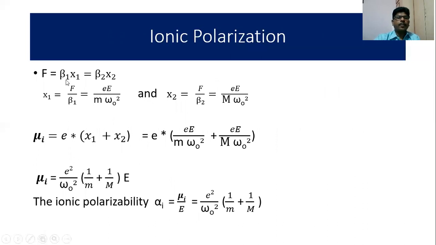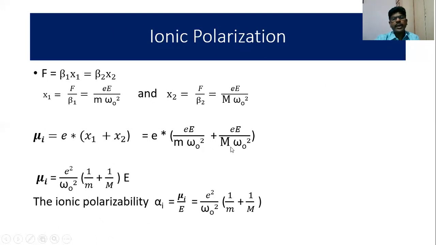F is equal to, we know, beta 1 x1, which is equal to beta 2 x2, from which we can get the values of x1 and x2. x1 is equal to F by beta 1. Substitute the value of F and beta 1. Likewise for x2, substitute the value of F and beta 2. Coming back, mu I is equal to E into (x1 plus x2).